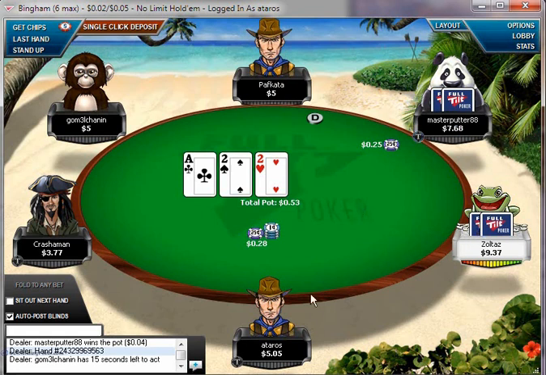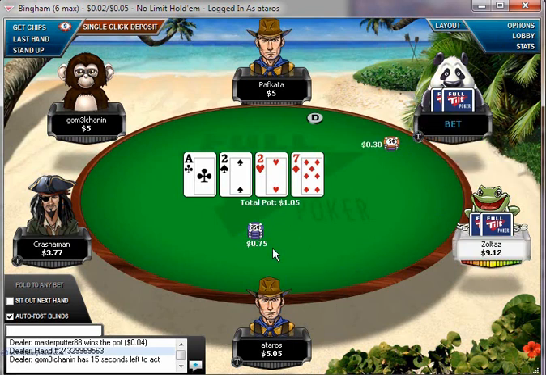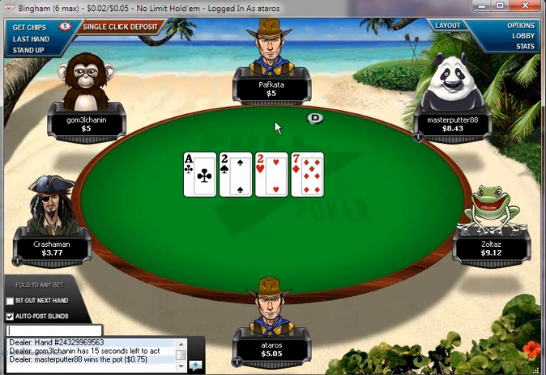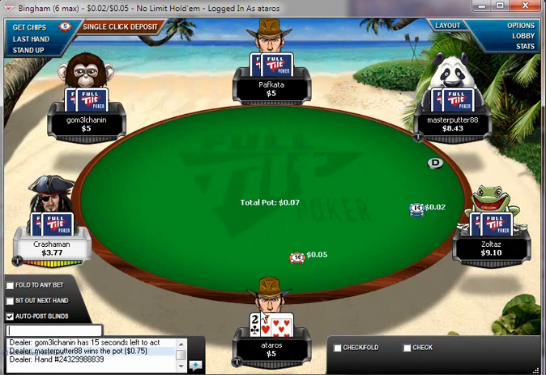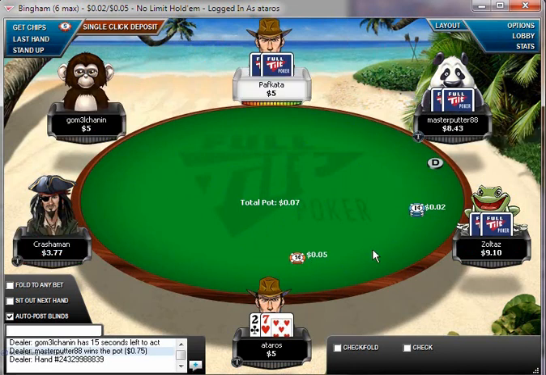Now once I raise it up to $1.80 and he goes all in, I'm only risking another $3.20 to win a pot of, well, I had $1.80 plus his $5 plus Paf Kata's 20 cents. So I'm risking $3.20 to win a pot of $5 plus $1.80, so $6.80, so $7.